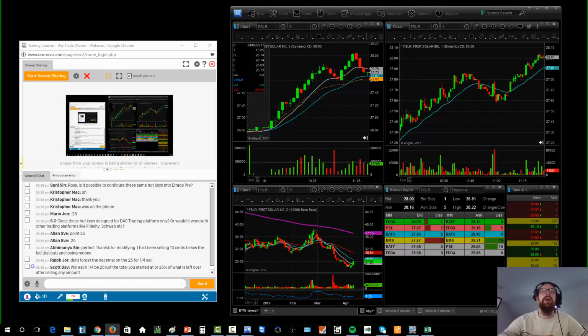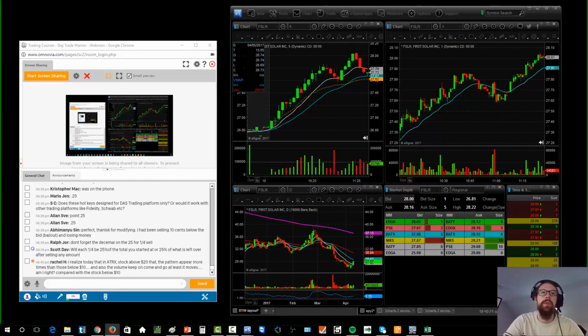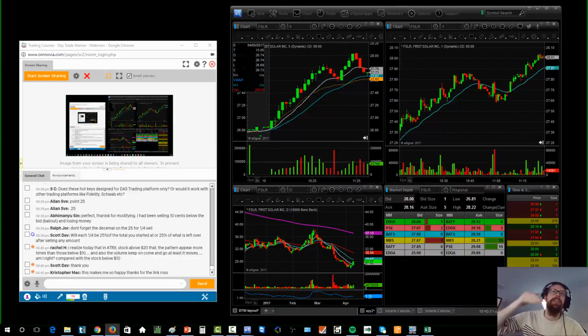So Scott, it's always half of your current position, or quarter of your current position. So it's not the original size; it's what's currently remaining. So it's always kind of scaling down there, which is why I like using the half key. I can keep selling halves and halves and halves until I'm down to such a small position that it makes sense just to bail on the rest.